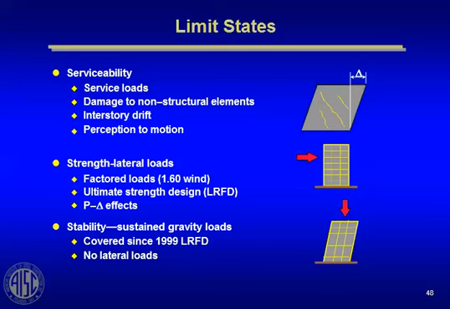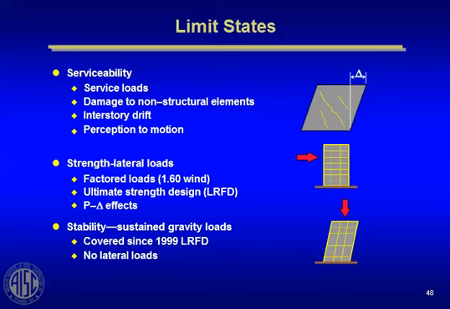If you have a 60-story building in Chicago on the lakefront, perception of motion might be the controlling factor if it's an all-steel building. More controlling than drift, more controlling than the load combinations for strength. So serviceability is an issue that you always have to be mindful of. Strength, of course, is code-specified load combinations that we have to design for. For wind, it's 1.6 times the nominal wind load specified in the building code. And obviously, you have to consider P-delta effects in your strength analysis model.